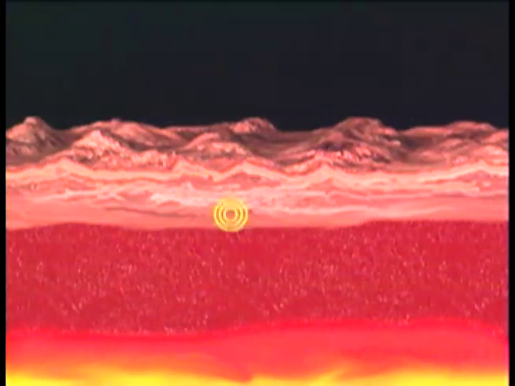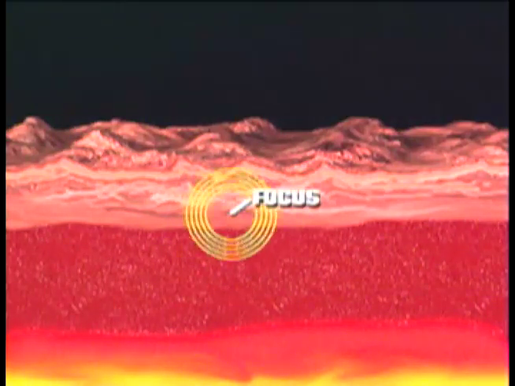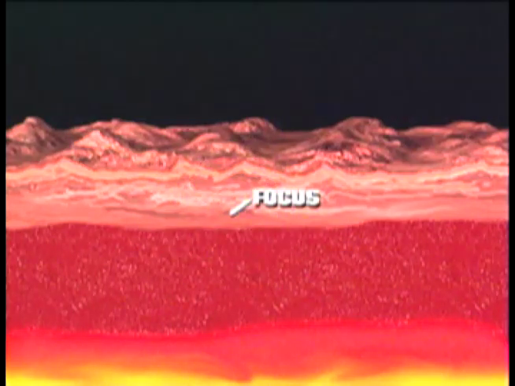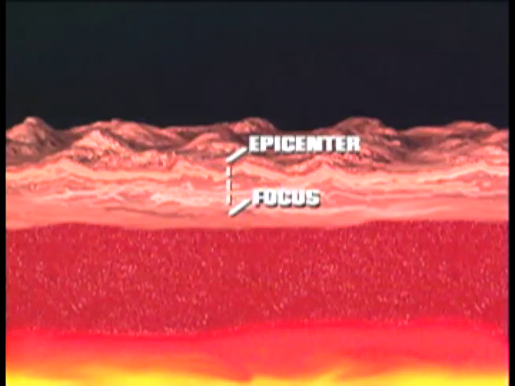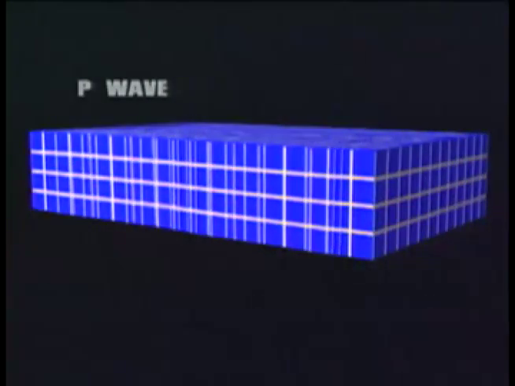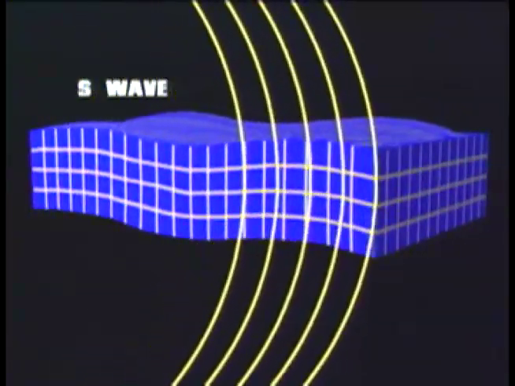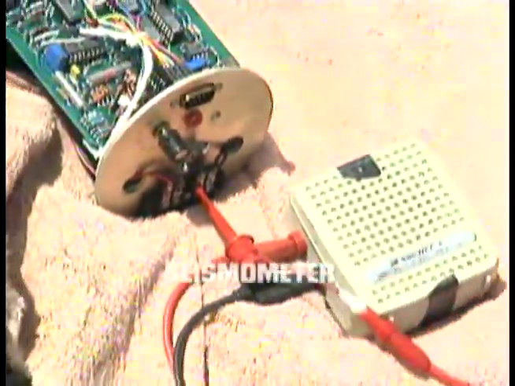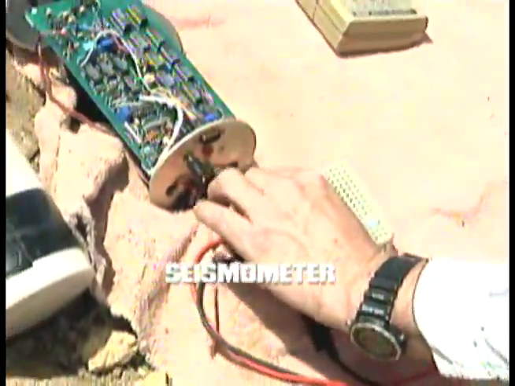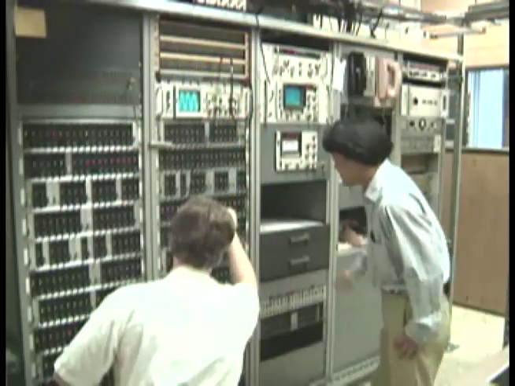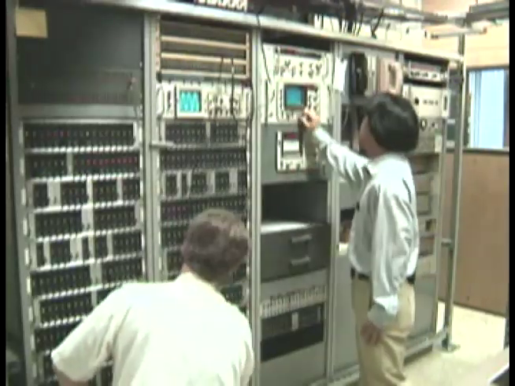The place where a fault slips is called the earthquake's focus, and the Earth's surface directly above the focus is called the epicenter. We've seen that the first wave to reach the surface is called a P wave, and the second wave is called an S wave. We've seen that scientists use instruments like seismometers to record and measure these waves, helping them determine when and where an earthquake occurred and how powerful it was.